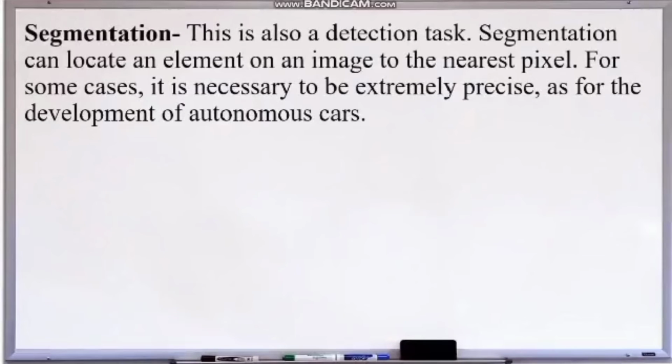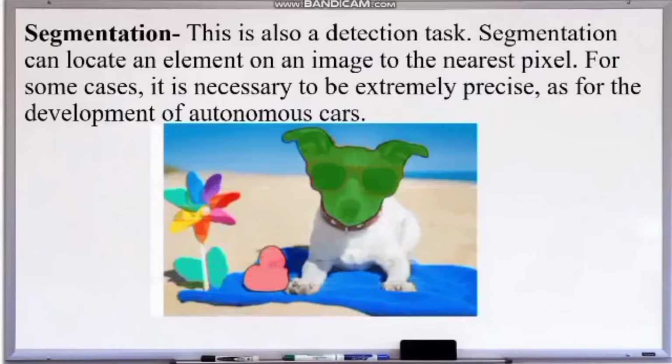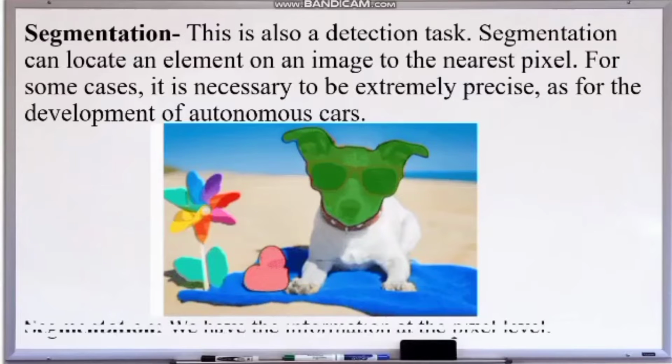The fourth and the last one is segmentation. This is also a detection task. Segmentation can locate an element on an image to the nearest pixel. For some cases, it is necessary to be extremely precise, as for the development of autonomous cars. This is the example of segmentation. We have the information at the pixel level. So the face of the dog and the image of the dog are pixels.